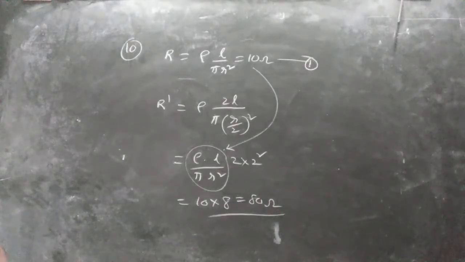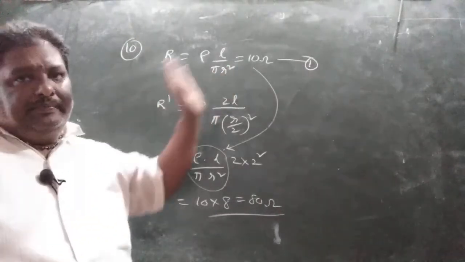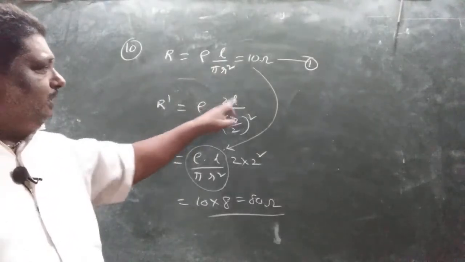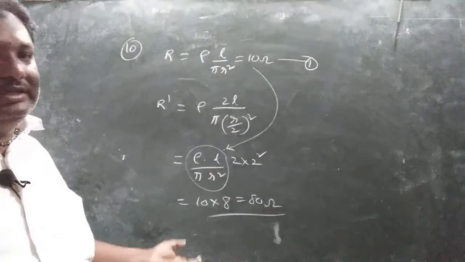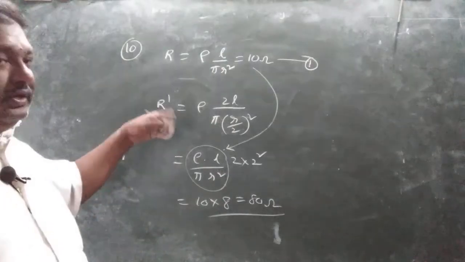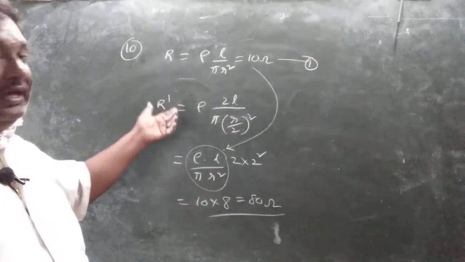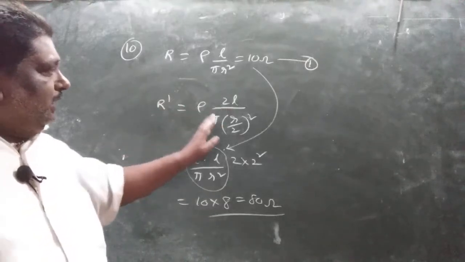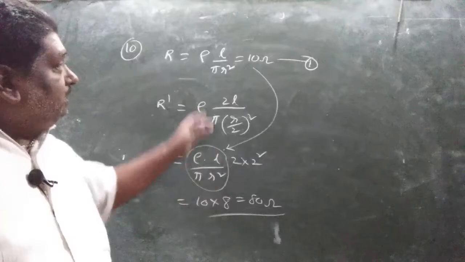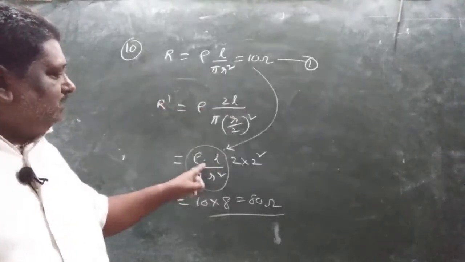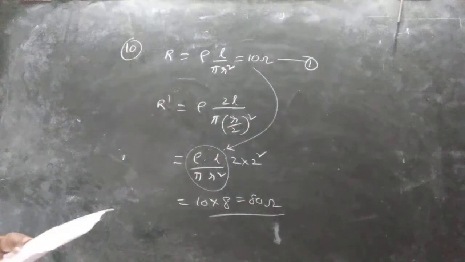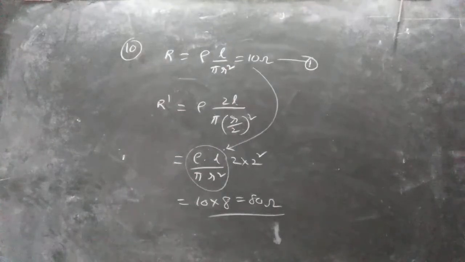A wire has resistance rho L by pi r square, which is 10 ohm. An identical wire is taken, but with length doubled and radius halved. What is its new resistance? For the new wire, R dash is equal to rho L by A, with the formula applied. The extras removed, this part is nothing but 10 ohms, and this value is 80 ohms. See once again. Next, 11th question.